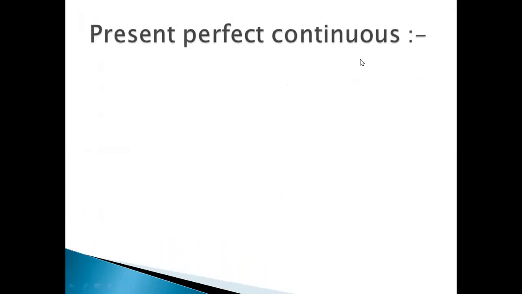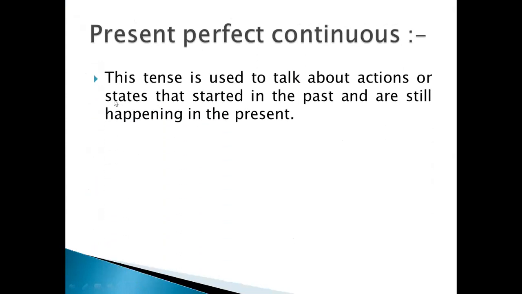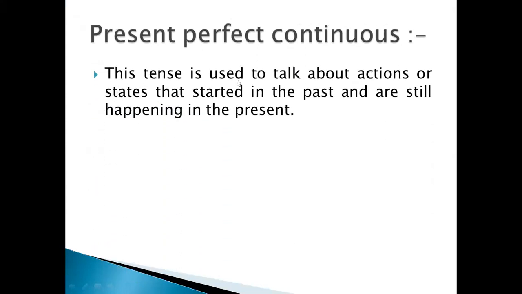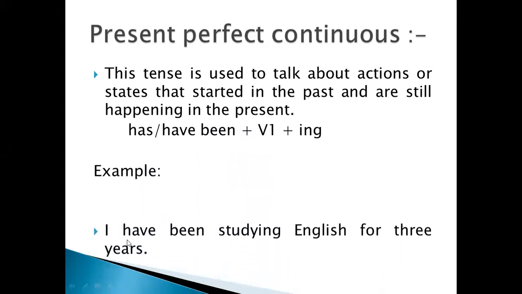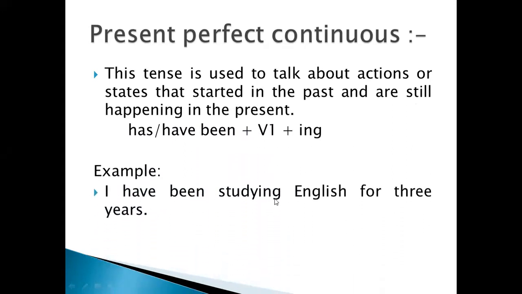Present perfect continuous tense. This tense is used to talk about actions or states that started in the past and are still happening in the present. Has or have been plus V1 plus ing is used here. Example: I have been studying English for 3 years.